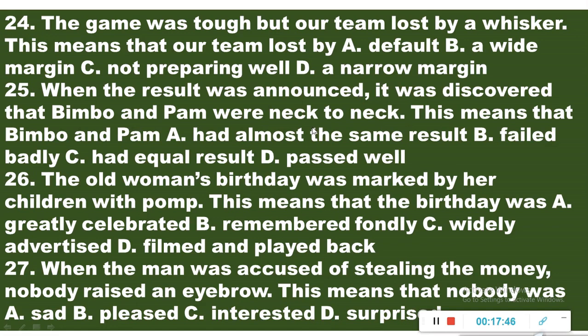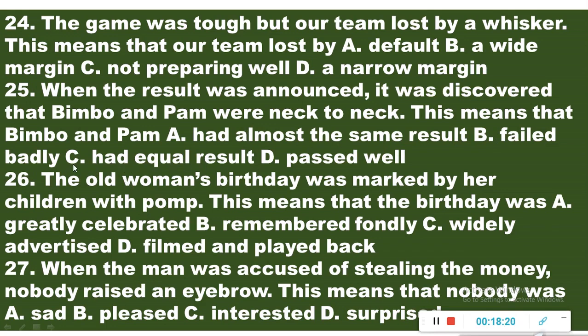If two people are neck to neck, it means that they are equal. It means they are having the same results. It's difficult to tell who is winning, so that is what it means to be neck to neck. So this means that Bimbo and Pam A had almost the same result. It's not almost, it's the same. B failed badly, no.